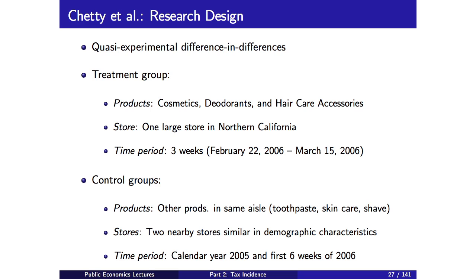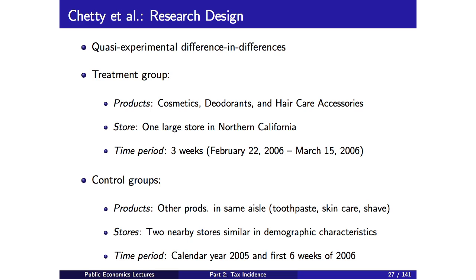Okay, so what's the research design that we use to analyze the impacts of this intervention? The way we think about it is that the treatment group is defined by three dimensions. The set of products that we change the tags for, these 1,000 products. The store in which we did the intervention, one large store in Northern California, and the period during which we put up those tags. Conversely, you can think about three counterfactuals, or three dimensions of control groups.